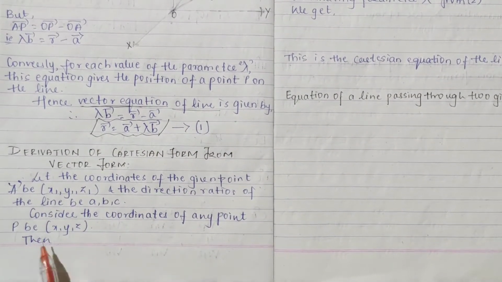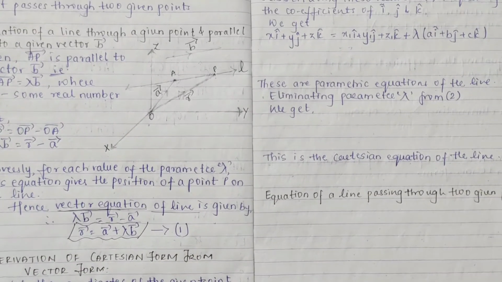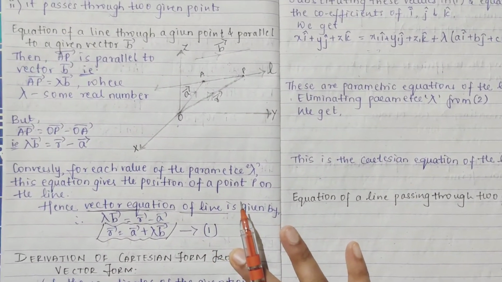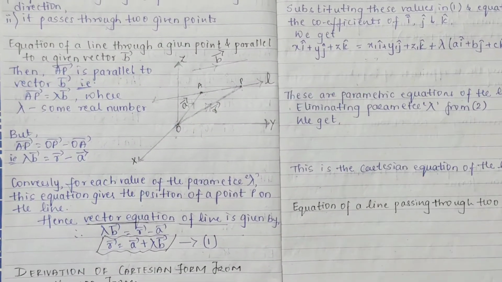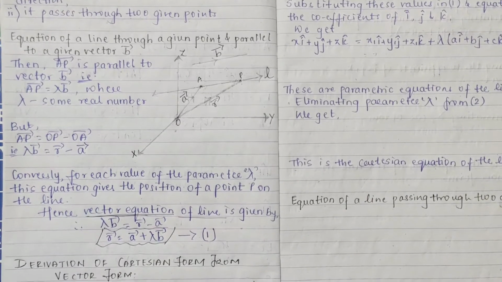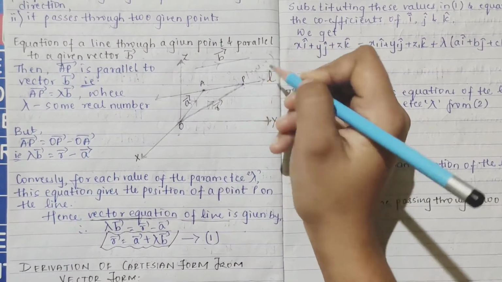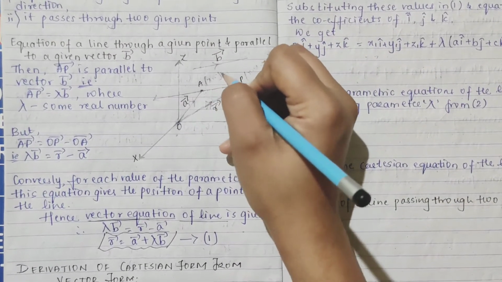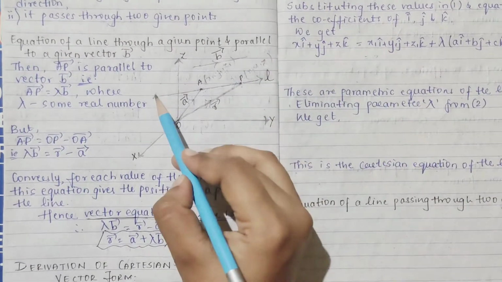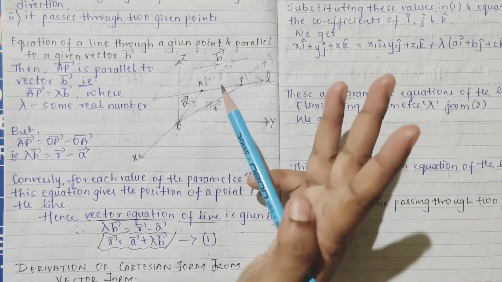Consider the coordinates of any arbitrary point P as x, y, z. Let me write it: P coordinates we are taking as x, y, z, and A coordinates are x1, y1, z1. And the direction ratios of L will be a, b, c.